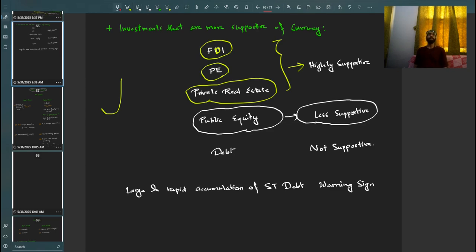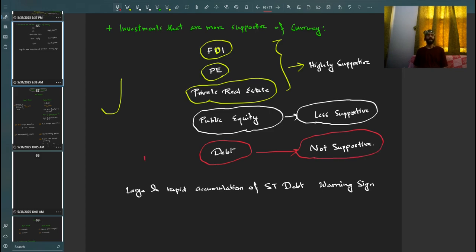And the last one is debt. Debt is not very supportive of the currency, because it has to be serviced very quickly and it is prone to degrading the currency quality, prone to leading to question marks on the currency and all that. It is not very supportive. In the long run, it is not very supportive.